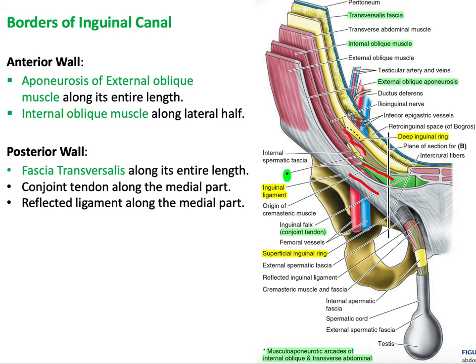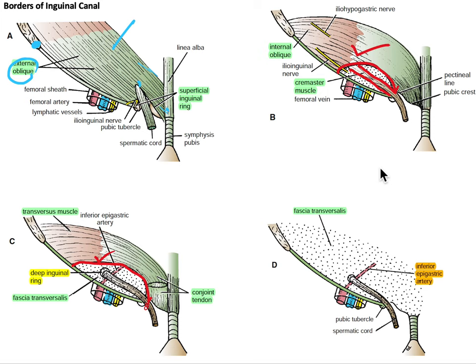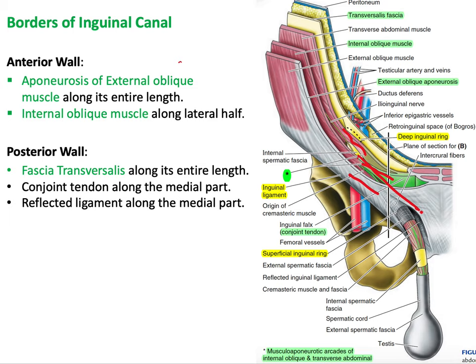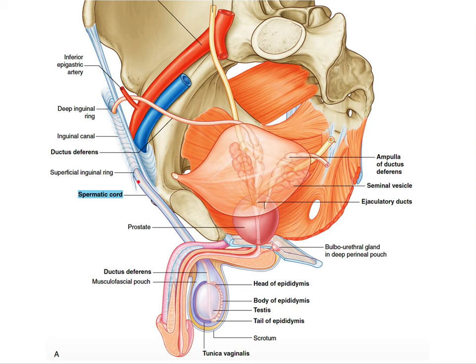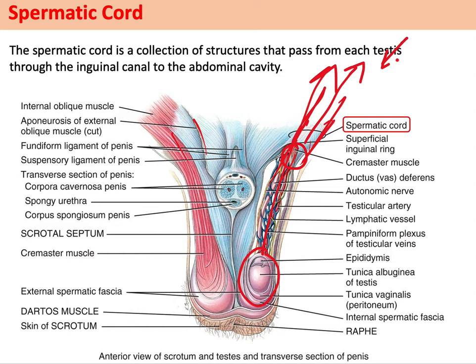Guys, try to translate what I mentioned onto this figure. We mentioned that the content of the inguinal canal in male is the spermatic cord here. What's the spermatic cord? The spermatic cord, guys, is a collection of structures, as you see here, that pass from the testis through the inguinal canal, of course, to the abdominal cavity. That means it's a connection between the abdominal cavity and the testis. That means loops of your intestine can move here.